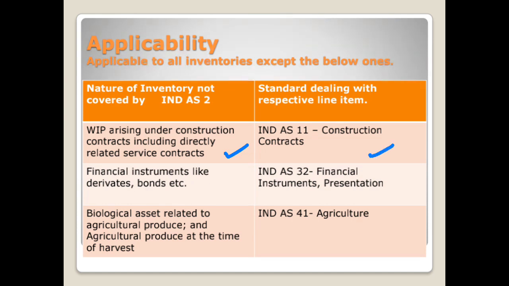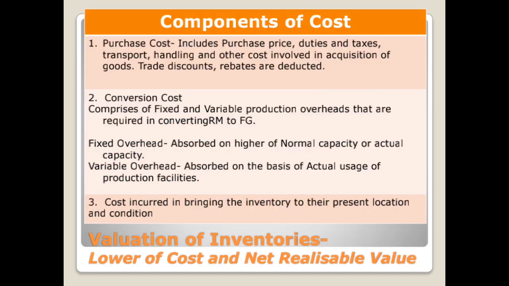Secondly, we have financial instruments like derivatives, bonds. Now, Ind AS 32, Financial Instruments: Presentation, deals with it. Coming to number 3, we have biological assets related to agricultural produce and agricultural produce at the time of harvest. Ind AS 41, Agriculture, deals with such items.